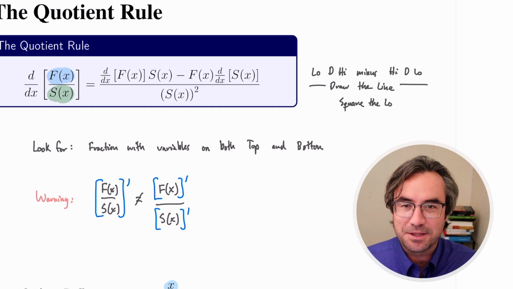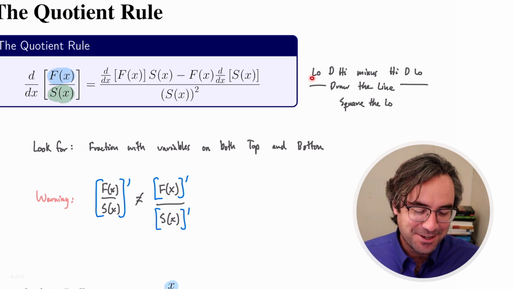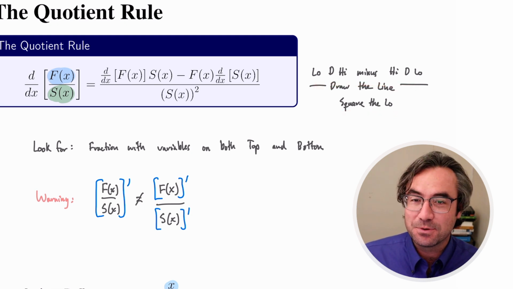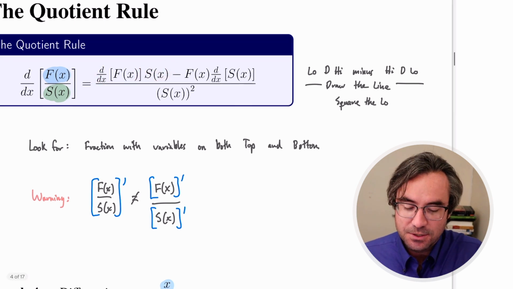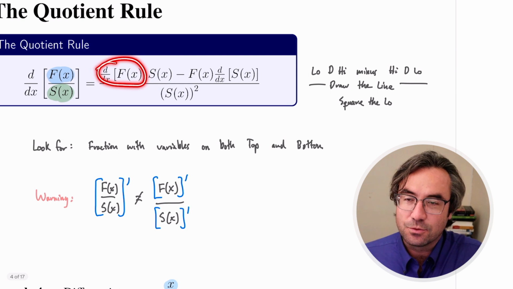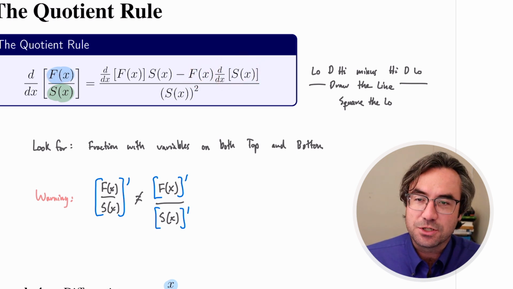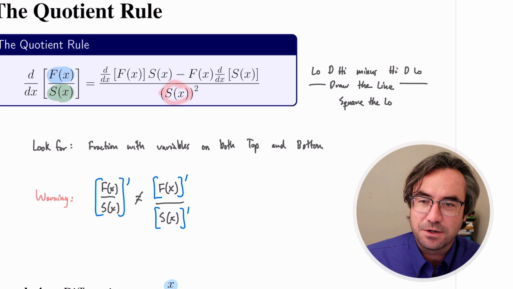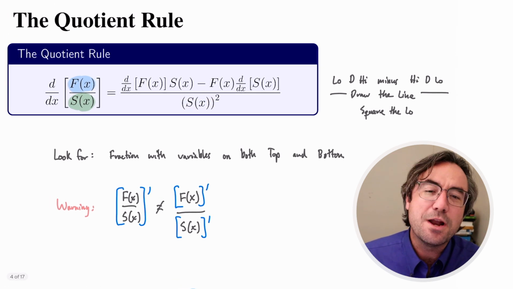All right, so put it all together. It's low D high, it's still going to be bad. Low D high minus high D low. Draw the line, square the low. So that's what we're doing here. It's the bottom function times the derivative of the top. So the low function, derivative of the high function, minus the high function, the function on top, derivative of the low function. Make a big fraction, draw the line, and you square the low function. So a way to remember the quotient rule, or another way to remember it.